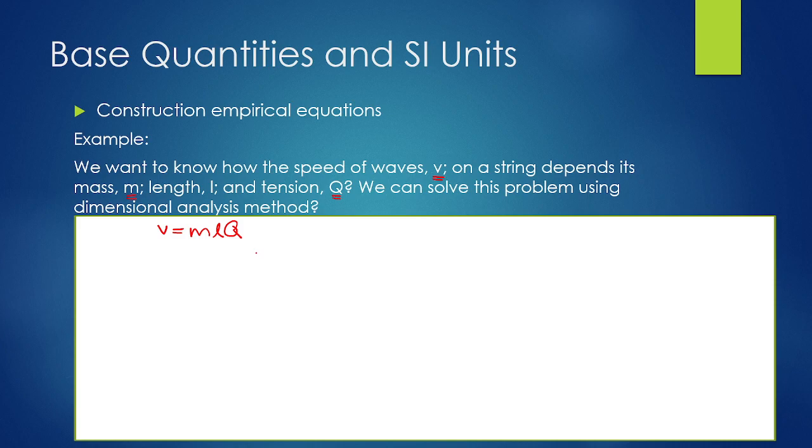We cannot just create any physics equation with this kind of method because it should be balanced left and right. So we put x for the power of m, y for the power of l, and z for the power of Q. Q here is the tension.